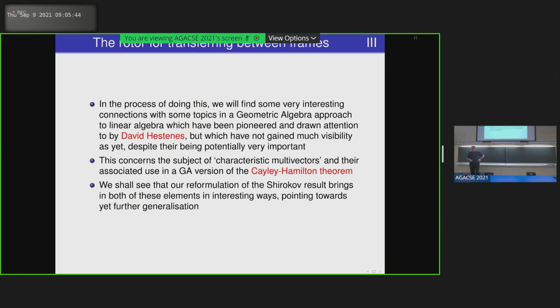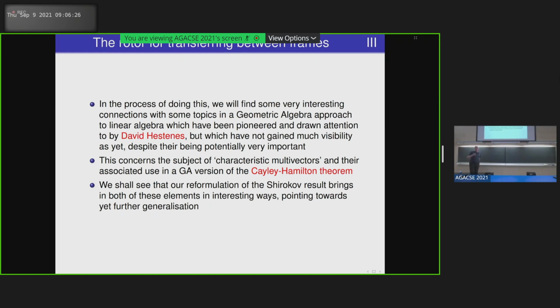In the process of doing this, we're going to find some very interesting connections with some topics in the geometric algebra approach to linear algebra, which were pioneered in the book by Hestenes and Sobczyk. We continually find new things in the work that's described in Hestenes and Sobczyk, but they then don't often necessarily get applied in ways that make us really appreciate what's there. And this will be an application of the subject of characteristic multivectors and their associated use in a GA version of the Cayley-Hamilton theorem, which I hope you find interesting.